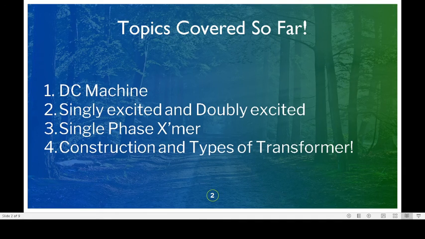So topics covered so far are the DC machine, that is the electromechanical energy conversion, the excitation, the types of excitation, and the basic definitions related to the DC machines. Singly excited system and the doubly excited systems. The single phase transformer, its construction and its types.